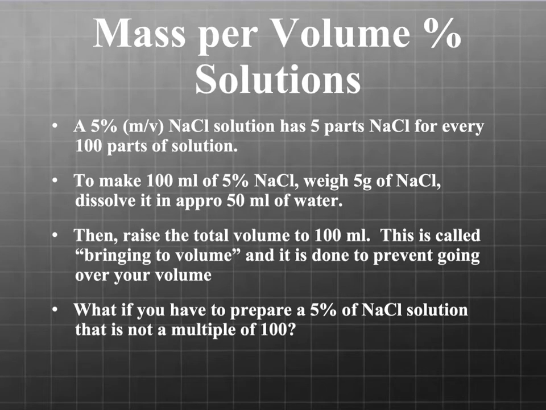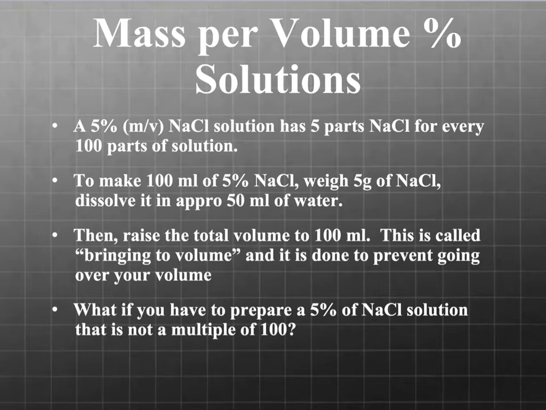So here's a mass per volume example. A 5% mass per volume sodium chloride solution has 5 parts of sodium chloride for every 100 parts of solution. So to make 100 milliliters of this 5% solution, you're going to weigh out 5 grams of NaCl, and you're going to first dissolve it in about 50 milliliters of water. Then, after all the salt is dissolved, you're going to raise that total volume to 100 milliliters, and this is called bringing to volume. And it's done to prevent going over your volume.